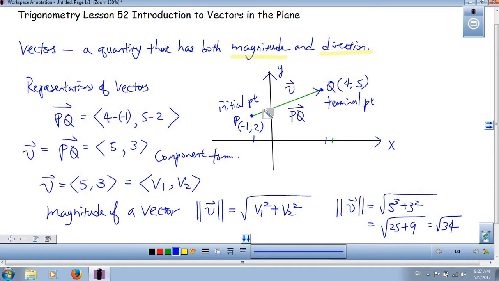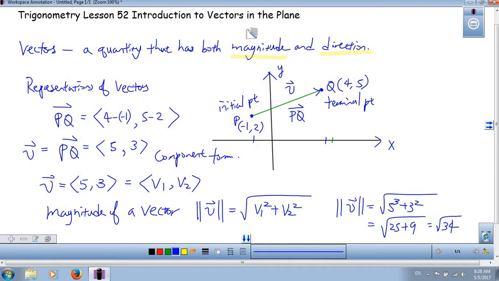Okay, so that's one of the things. The first important thing is we need to know how to represent vectors using component form, how to find the magnitude, and we also need to know how to find the directional angle. But we'll talk about that in a little bit.